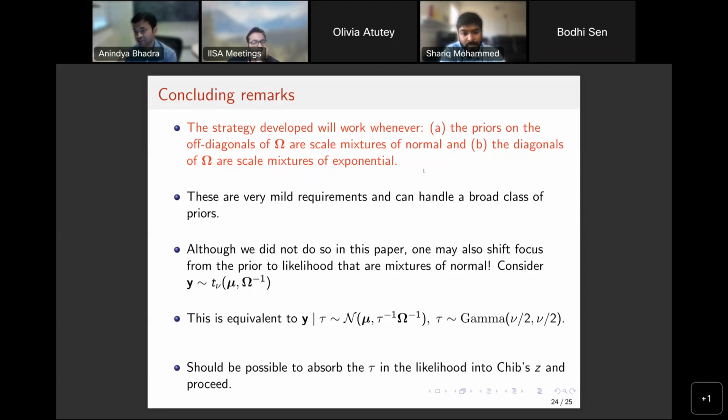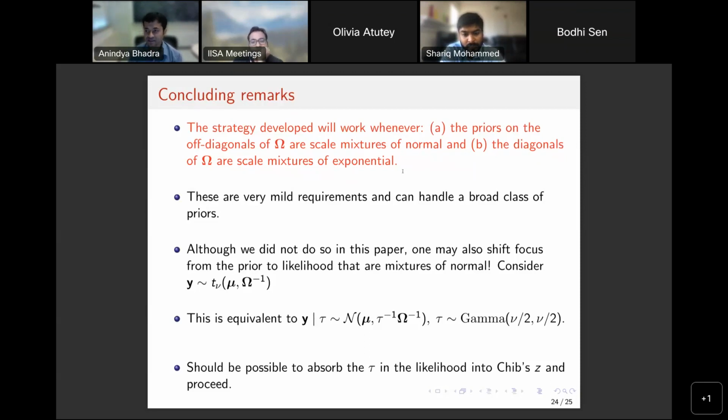And these two conditions together can describe a very broad class of priors that includes structured priors such as Wishart or G-Wishart, but it also includes more recently developed element-wise priors such as Bayesian graphical lasso, graphical horseshoe, and there are several other priors that follow the same framework, but we didn't talk about them today. All of their marginal likelihoods can now be calculated, and hence the claim. So these are fairly mild requirements and can handle a very broad class of priors.